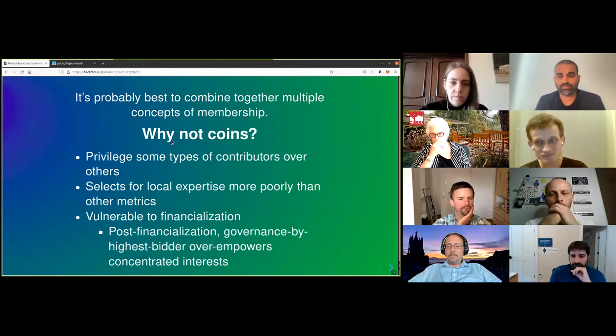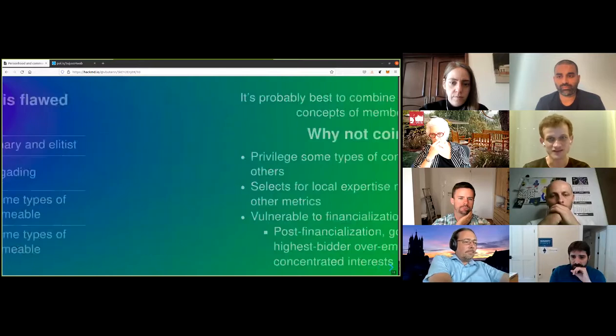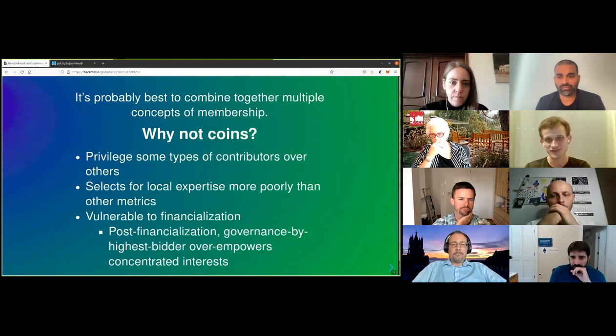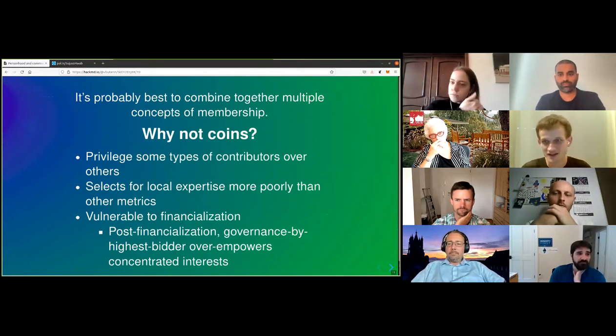So my personal conclusion is that all of these are imperfect, and until we have things that are better, and probably even when we have things that are better, I think a pluralist approach is needed. Any kind of community, especially crypto and internet communities, but I think communities that are rooted in things in offline space also need to think about this, but it's important to combine together multiple concepts of membership.